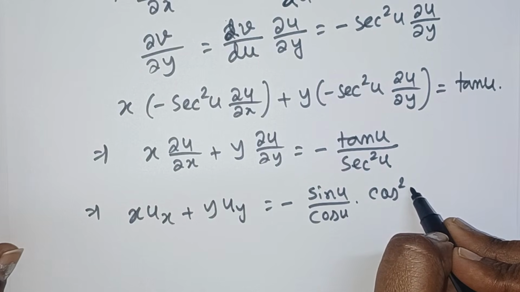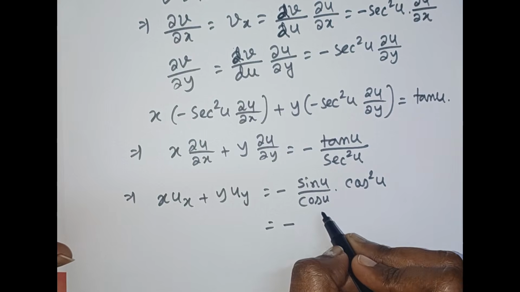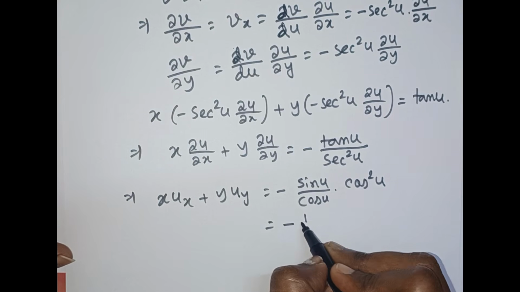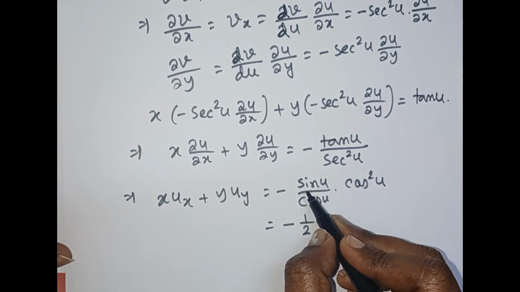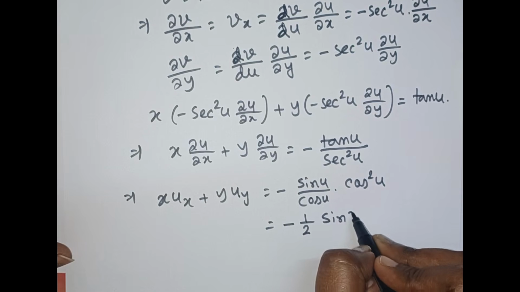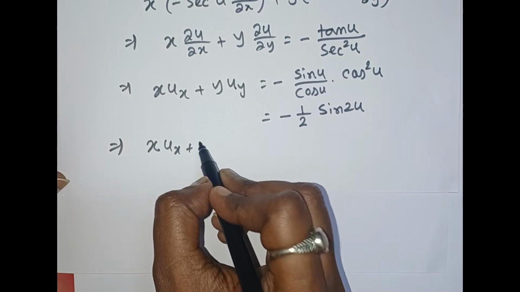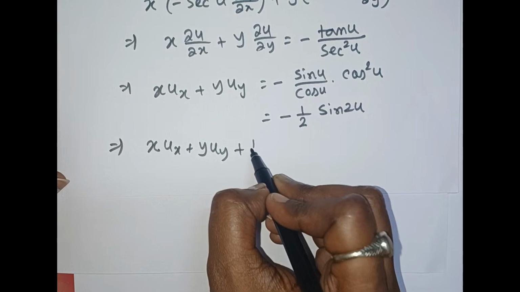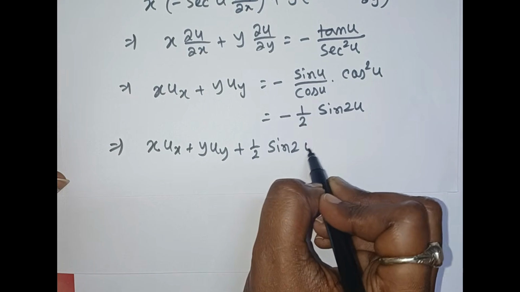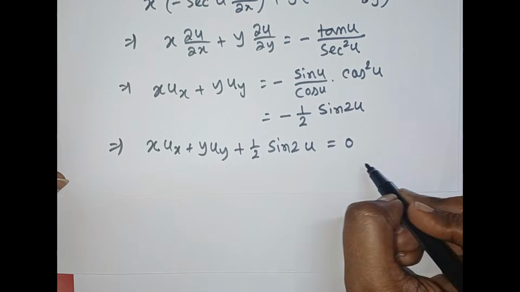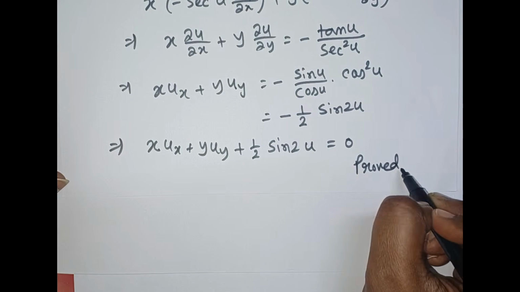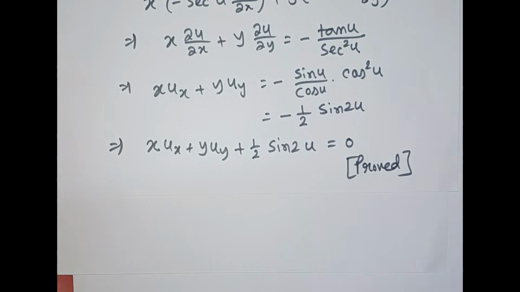and cos²u. So solving this, we can get sin u cos u, hence multiply by 1 by 2, then we will write this as sin 2u. So x u_x plus y u_y plus half sin 2u equals 0, hence proved. So we have proved the expression.